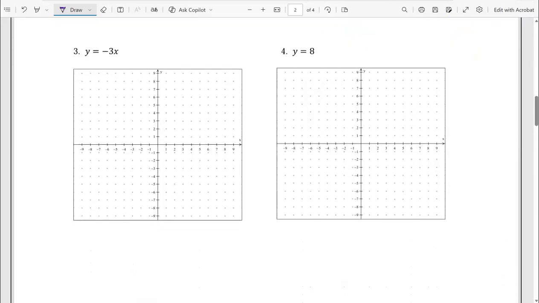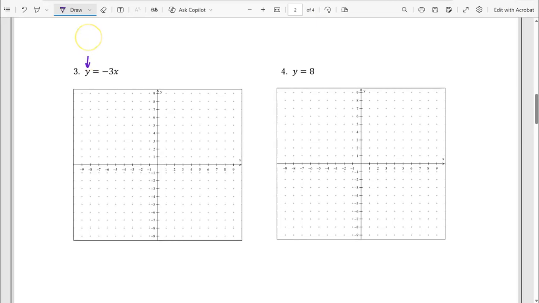Remember that sometimes there are special cases. Looking at number 3, I have y equals -3x, and that's it. Now notice I do have y already by itself, so we're going to call this slope-intercept form, which normally takes the form y equals mx plus b. Because my x is already there, the number in front, that -3, is what we use for our slope.